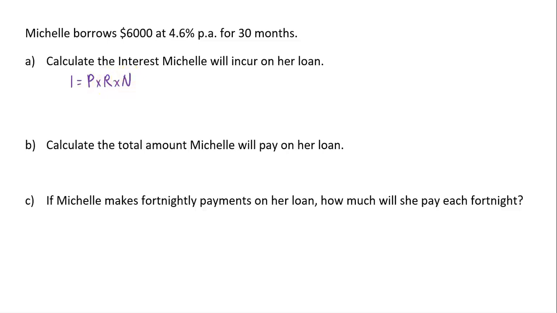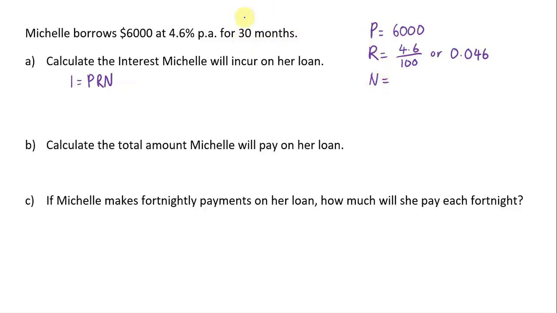I equals PRN. And we can write that without our multiplication symbols as I equals PRN. But we know that each of these terms are multiplied together. The principal of the loan is the amount that was borrowed, which is $6,000. The rate, or the interest rate of the loan, we need to write as a fraction or a decimal. So 4.6 over 100 or 0.046. Either is okay. They'll both work out the same. And n is the number of years.